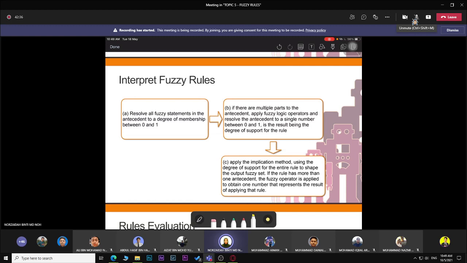If the antecedent has multiple parts, multiple antecedents, with logical operators AND and OR, then you have to calculate. For AND, we have a way to do it. For OR, we use another way. Usually for AND, we will find the minimum value. For OR, we will have the maximum value. But that you will see later in fuzzy inferencing.